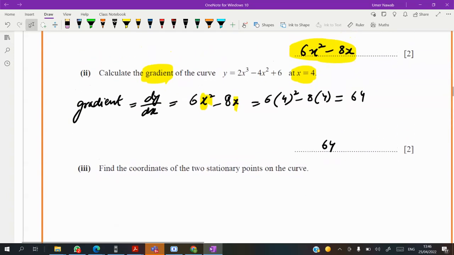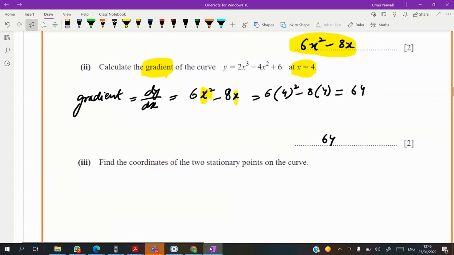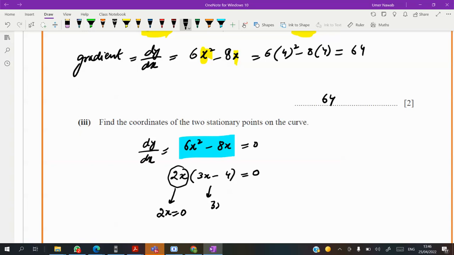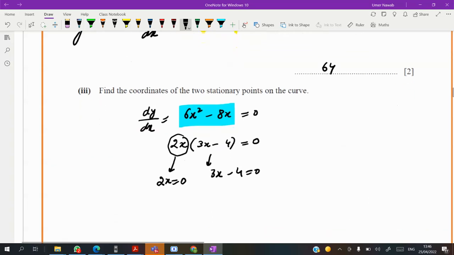So stationary points. To find the stationary points, you remember we need to find dy by dx, which is already found. That was 6x squared minus 8x. Put it equal to 0. Is there anything common in 6x squared minus 8x? You will definitely say that 2x is common, so this is 2x times (3x minus 4) equal to 0. So either 2x is equal to 0 or 3x minus 4 is equal to 0. So this gives you x is equal to 0, and this gives you x is equal to 4 over 3.